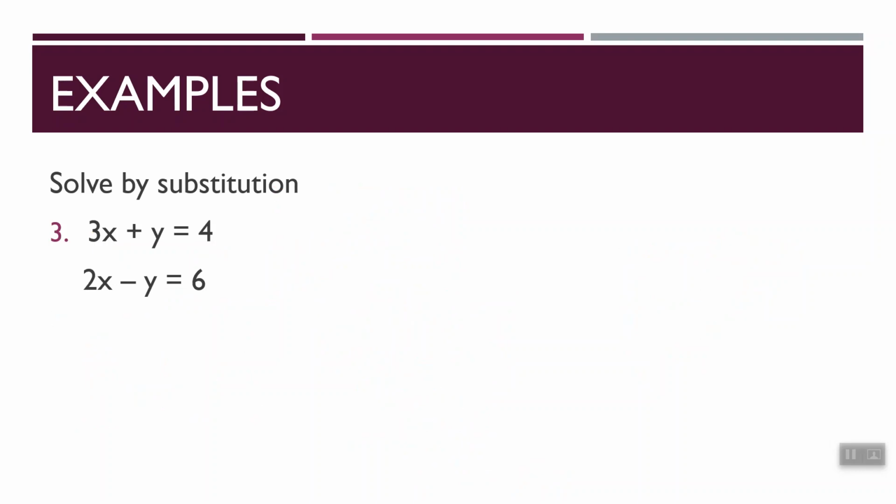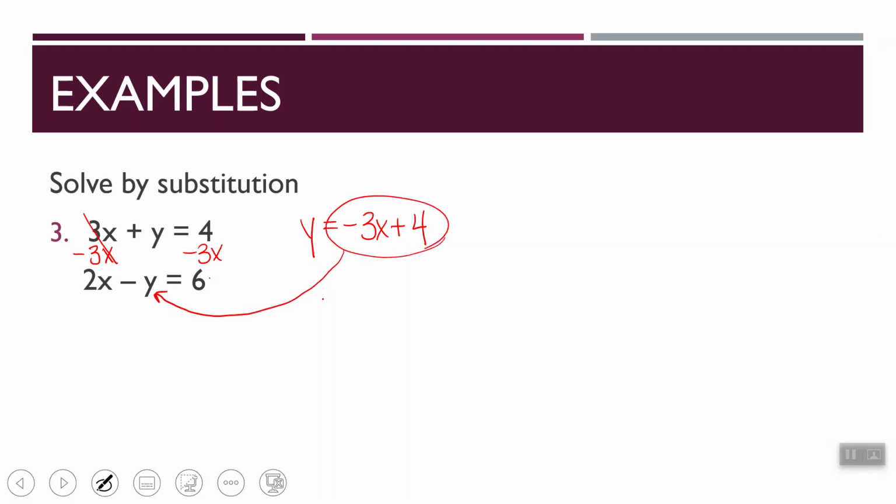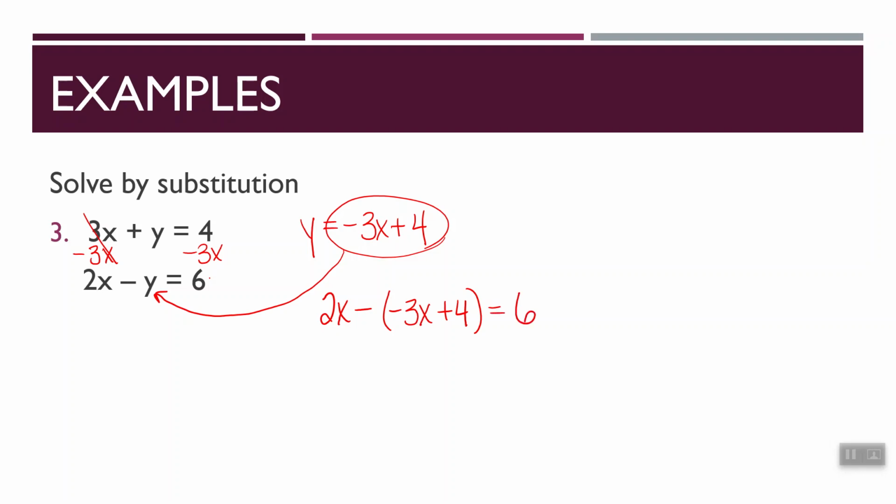Number 3, again, that first equation has a positive 1y, so I'm going to go ahead and solve that equation for y. You will see examples where we solve for x. Remember, this is the first step, because now that I know what y equals, I can plug that into the second equation. Now again, I have an equation that only has one variable, so I can solve for x.